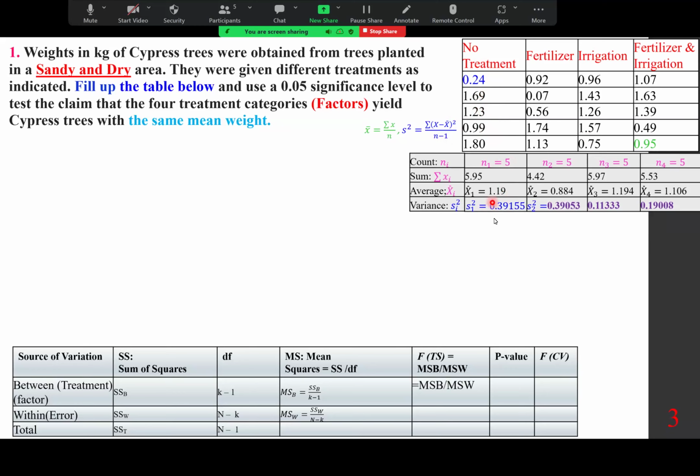So for each group, again, we have the count, we have the summation of x sub i, we have the average for each case, we have the variance for each case.